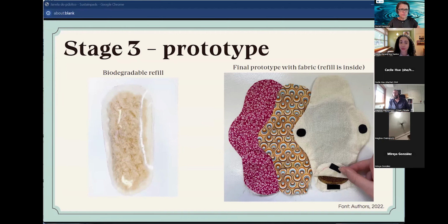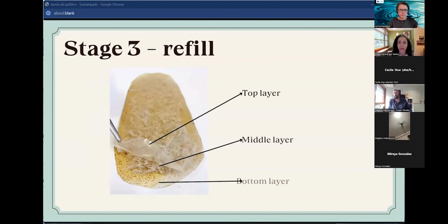Finally, in the last stage, we developed our prototype through the upcycling concept, which consists of the transformation of residues into new materials in a sustainable way, being part of the circular economy. To do this, we used fabric scraps from seamstresses in our region and sewed them to wrap our refill. Our absorbent refill includes layers that you can see. So the top layer is made of our absorbent biofilm. The middle layer is made of our vegetable fibers that we transformed into a material similar to cotton. And the bottom layer is made of a waterproof biofilm.